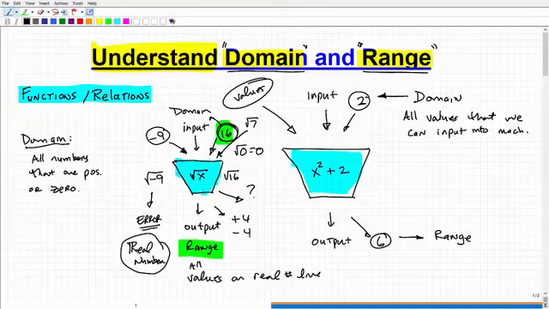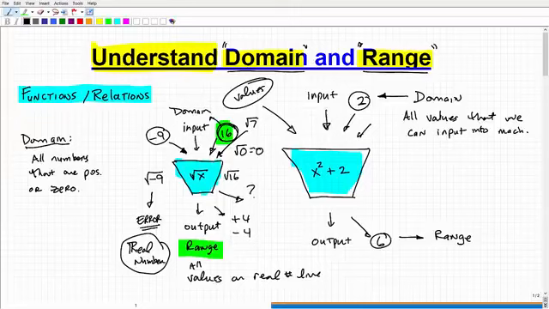Now, just to wrap this up, let's take a look at our first example, this x squared plus 2. Can you think of any values that we can't plug into this particular function? Well, in fact, there are no restrictions in this particular function. You can plug in anything you want, and so the domain would be all real numbers, and your range would also be all real numbers.